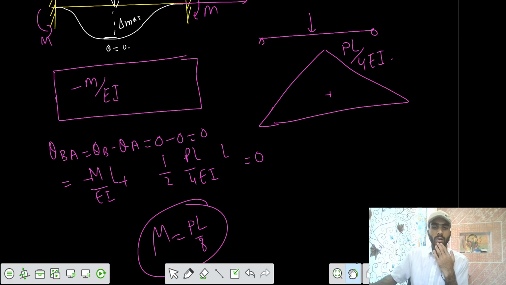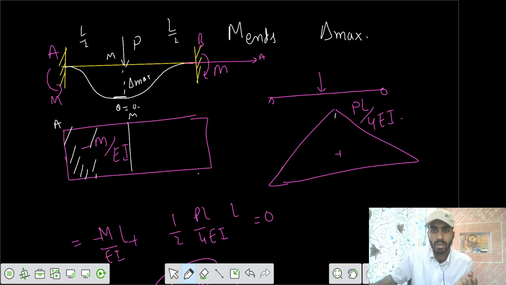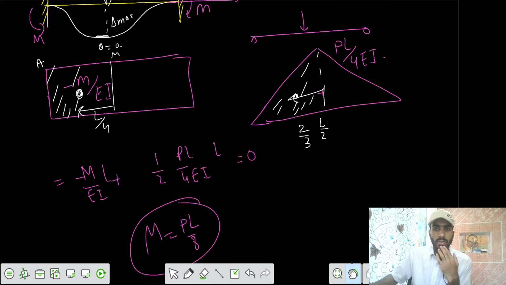So once we have the moment developed at the ends equal to PL by 8, now we need to find the delta at the mid. For the delta at the mid, we need the area between point A and the mid only. This is point M. So we need this area and this area only. The centroid of this one from mid is L by 4, and the centroid for this one is 2 by 3rd of L by 2. So we can calculate that.